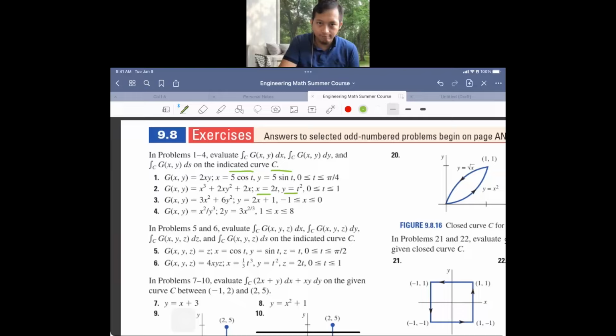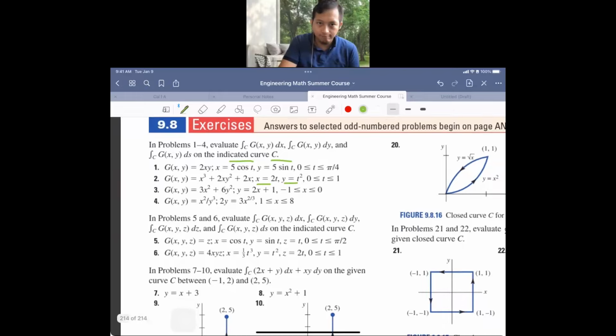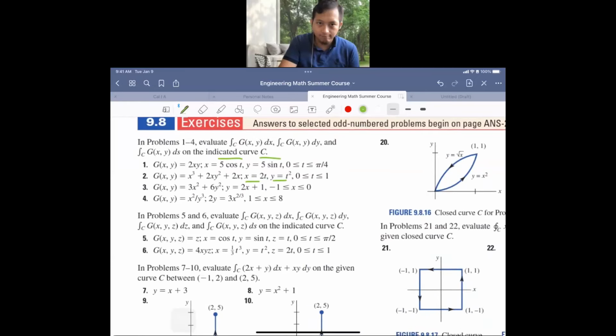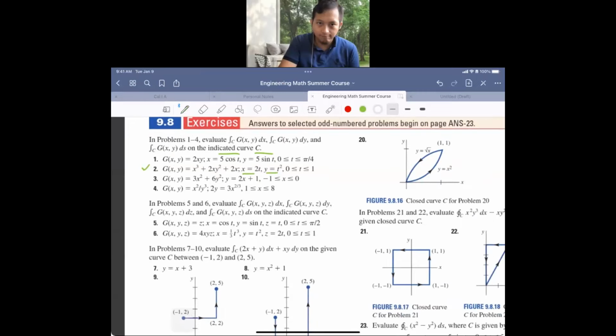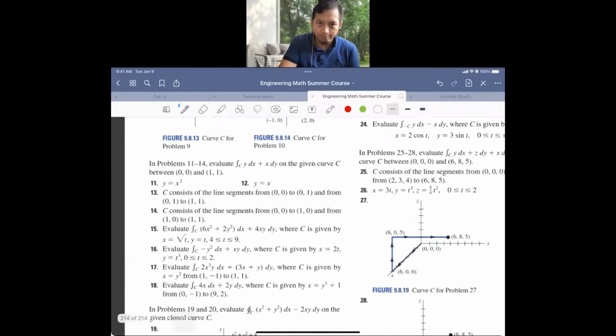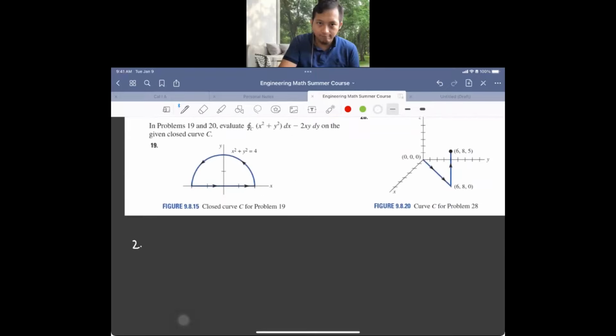Okay. Maybe let me just show you, number which one? I think number 2. Let's say number 2. Okay. Number 2 we have g, that is x cubed plus 2xy squared plus 2x. First, we need to take the line integral of this g with respect to dx. So let me write here. Let's start with something simple first, and then we could grow to more complex.